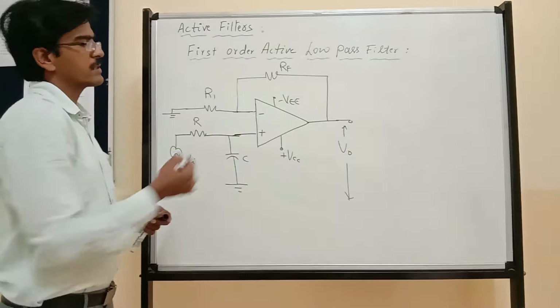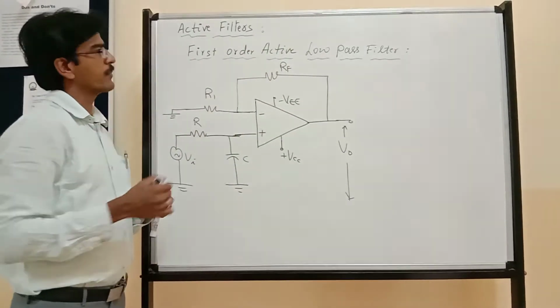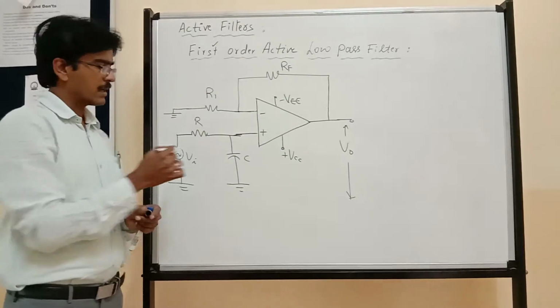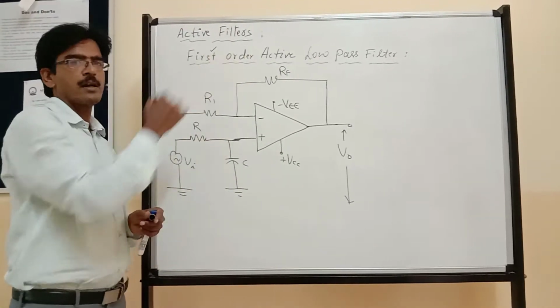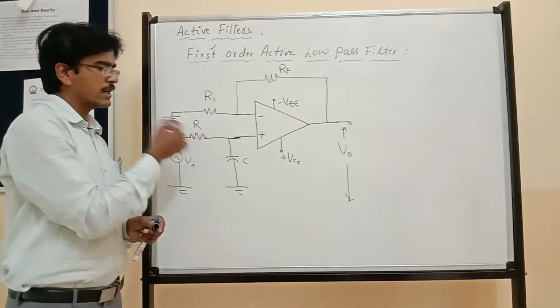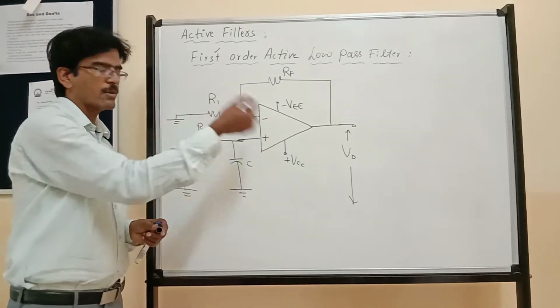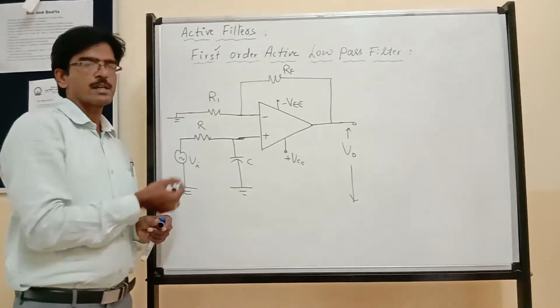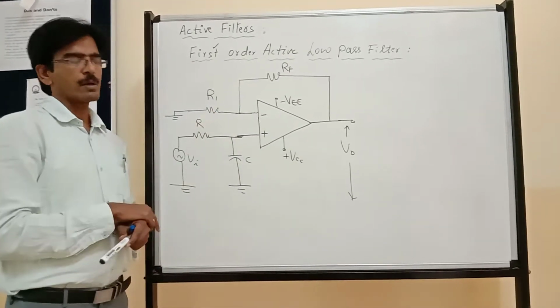This is the circuit diagram of the first order active low pass filter. In a first order filter, we use one RC section. In a second order filter, we use two RC sections. What is the intention of using one RC section? Why do we need to increase the RC sections further? That we are going to understand after deriving some equations.